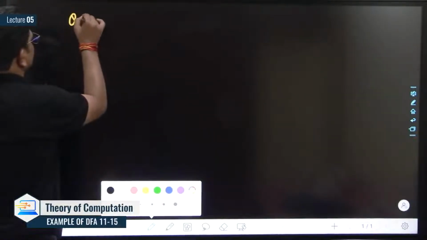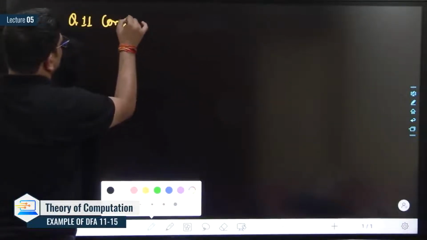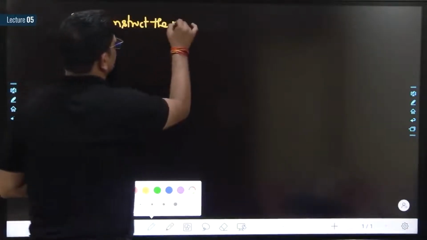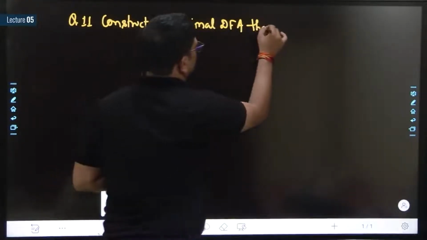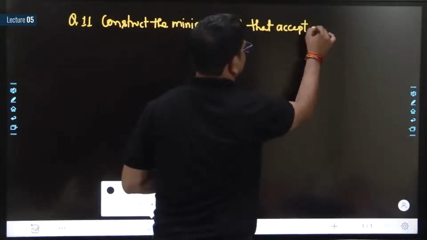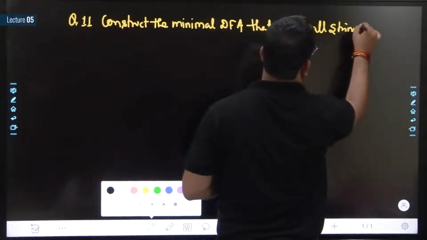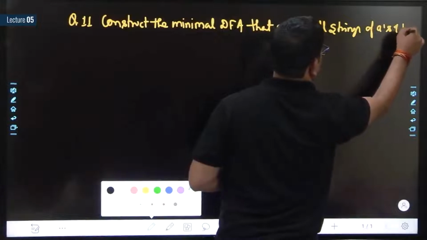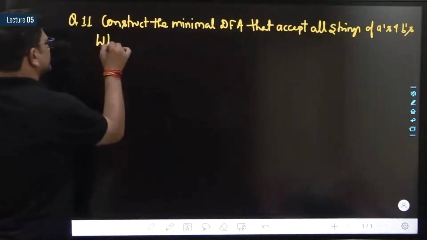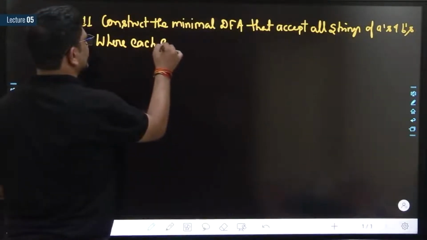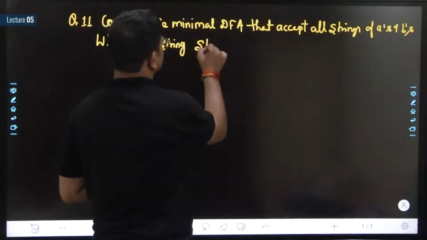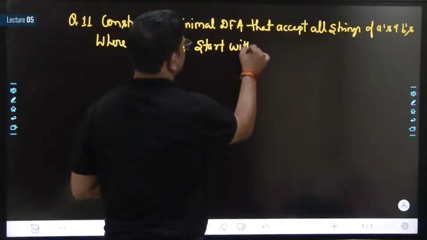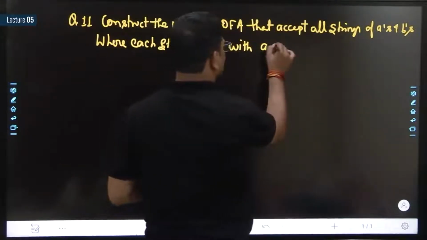Next question. Question number 11. Construct the minimal DFA that accepts all strings of A's and B's where each string starts with AA or BB.